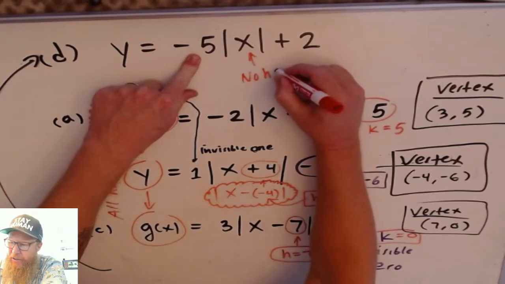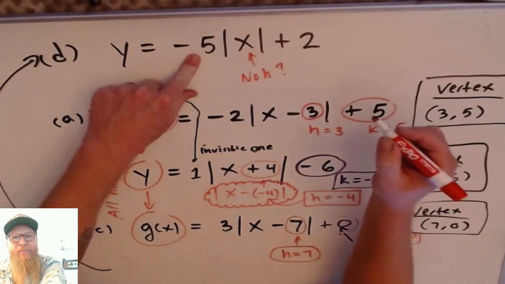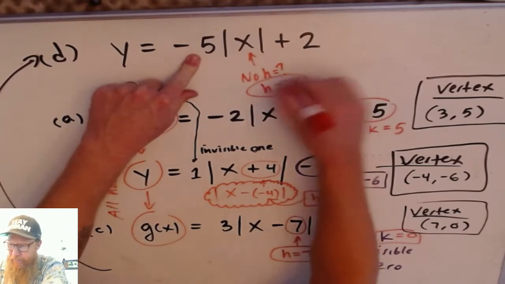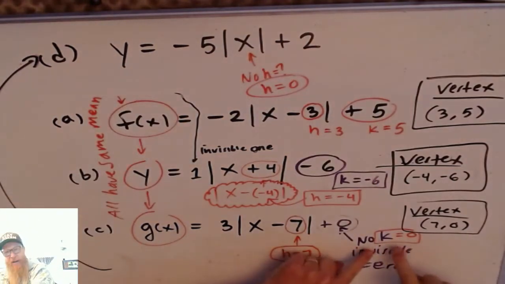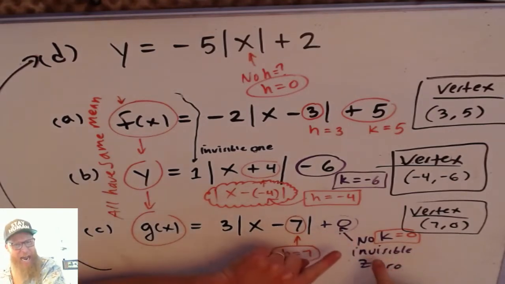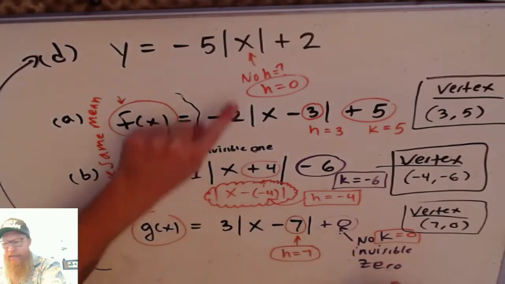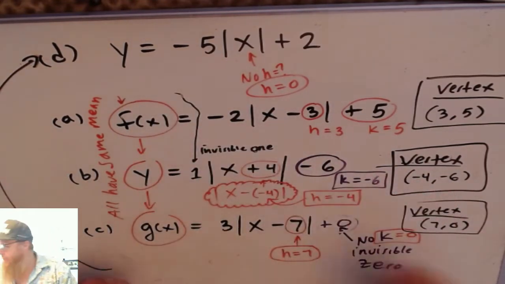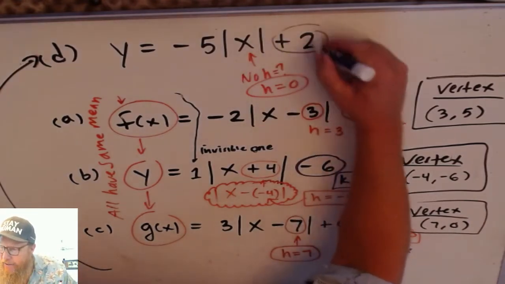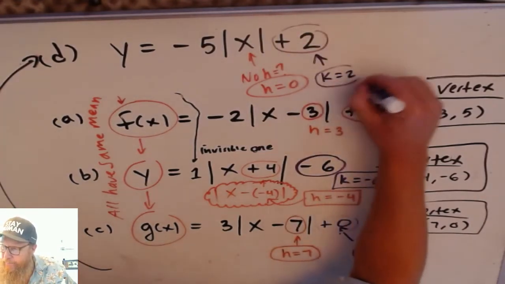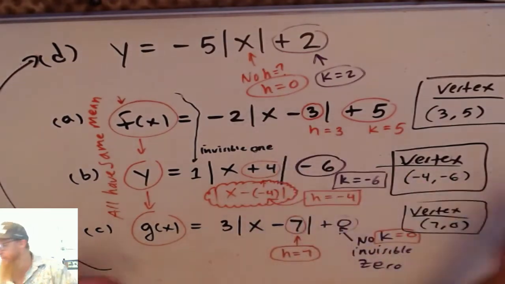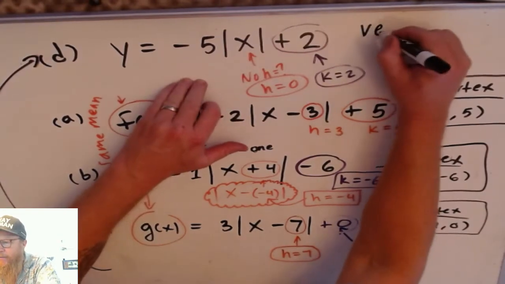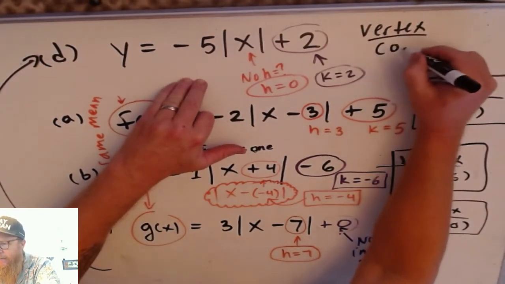There's no H. It's invisible, so that means H is equal to 0. Just like over here, if there's no K, if you don't see a K, well then that means the K is equal to 0. If you don't see an H, you don't see any horizontal shifting, that means it's 0. And then your K is 2. So for this function, y equals -5, absolute value of x plus 2, the vertex is 0, 2.